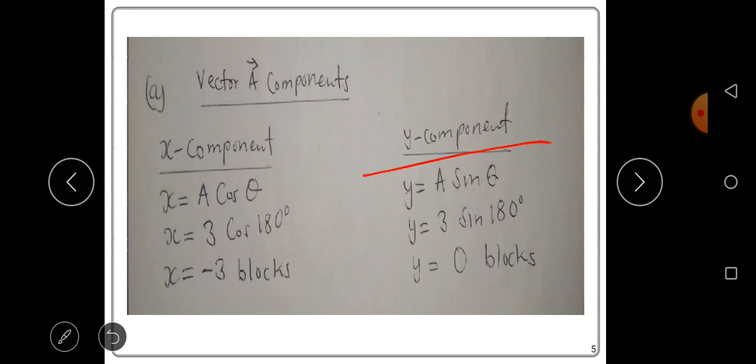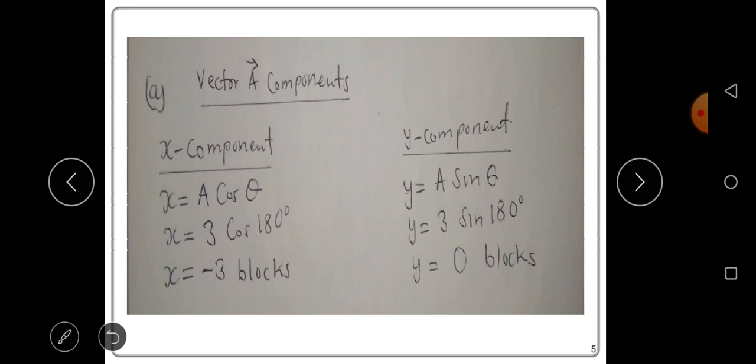Now we find the y component of vector A. To find the y component of vector A, this is the formula we need: y is equal to A sine theta. A is the magnitude of vector A, and theta is the angle, which is 180. When we punch this on a calculator, it gives us 0. So the y component of vector A is 0.